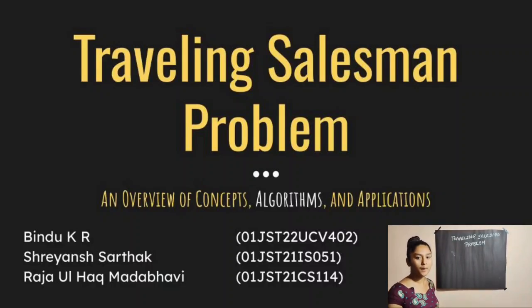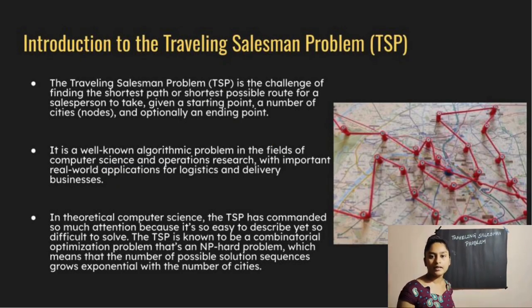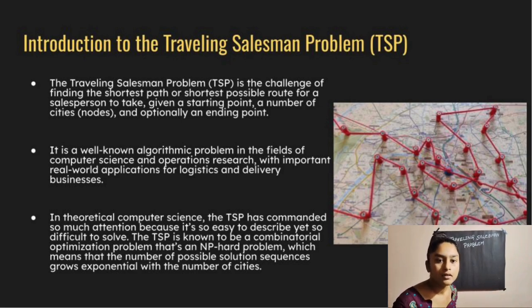Our topic is the traveling salesman problem. Introduction to the traveling salesman problem. The traveling salesman problem is the challenge of finding the shortest possible route for a salesperson to take, given a starting point, a number of cities, and optionally an ending point.